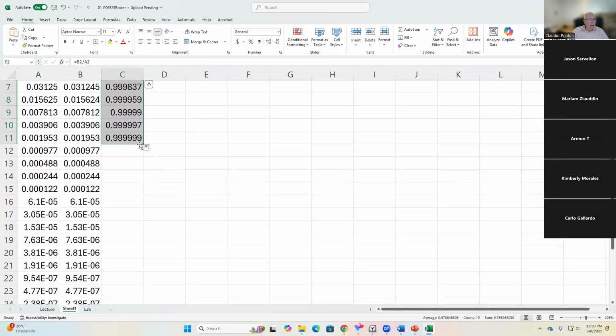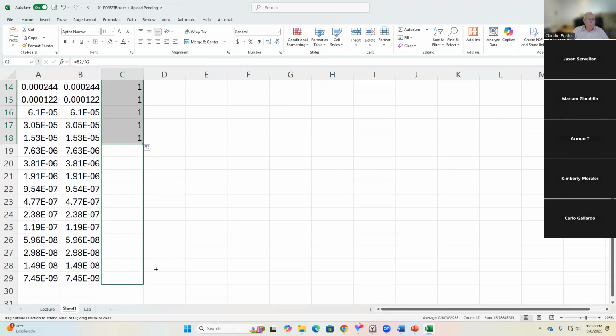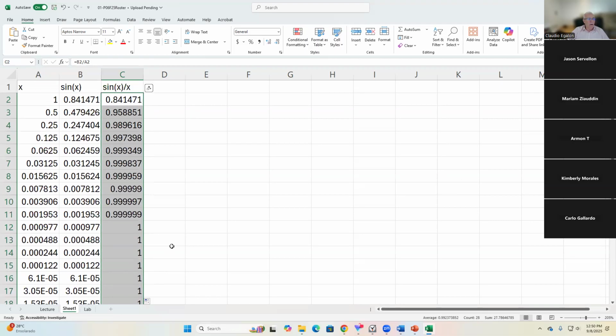Do you see that? That's what's happening. Eventually, when x goes to 0, you do get a value of 1. You do get a value of 1. And that you can do using Excel, okay? Excel or even differential calculus, right? Differential calculus technique, okay?